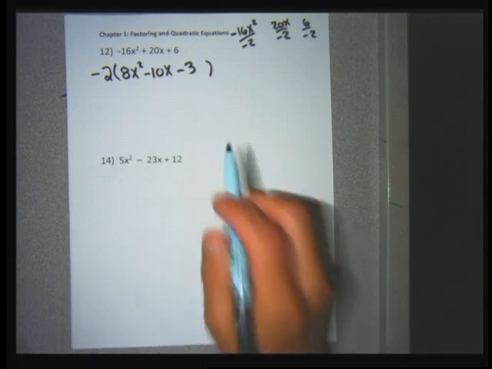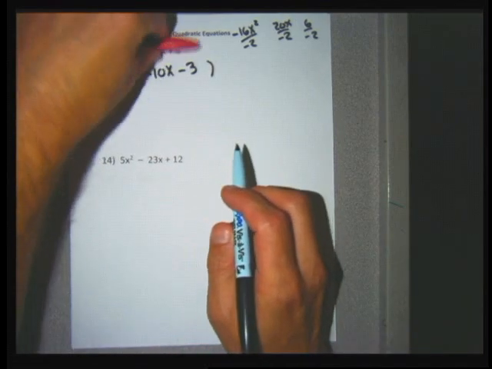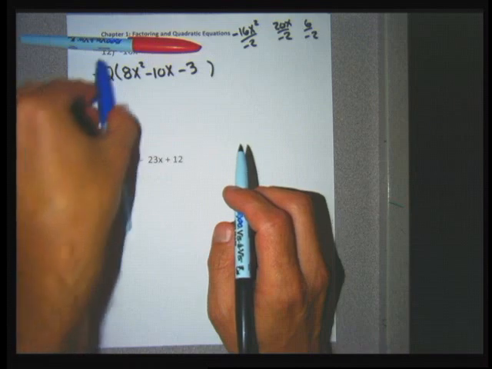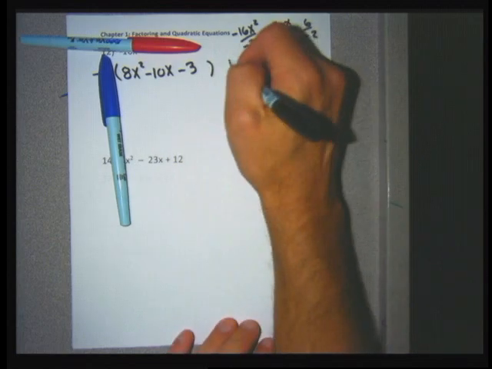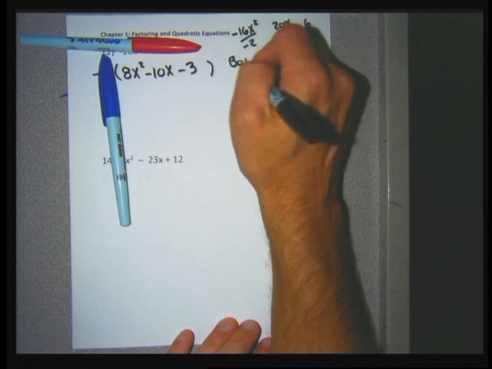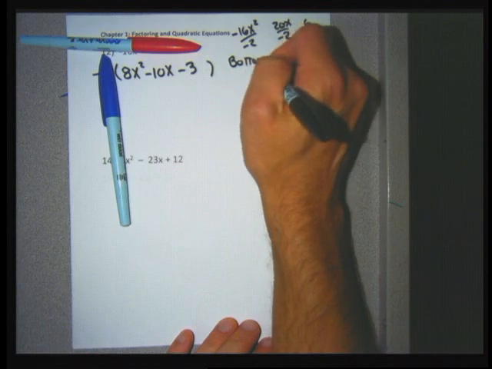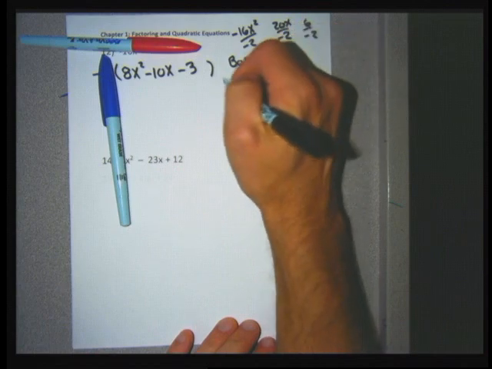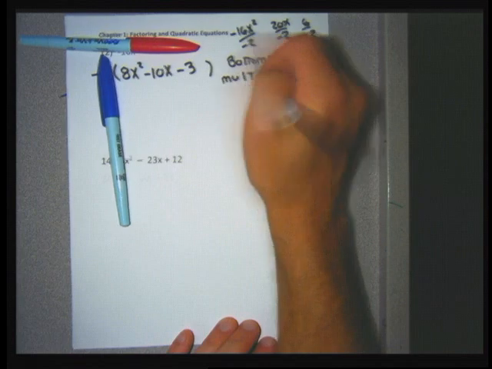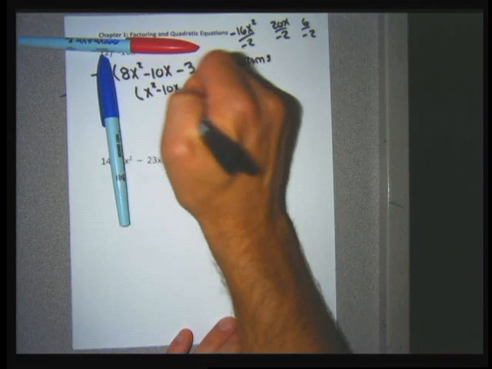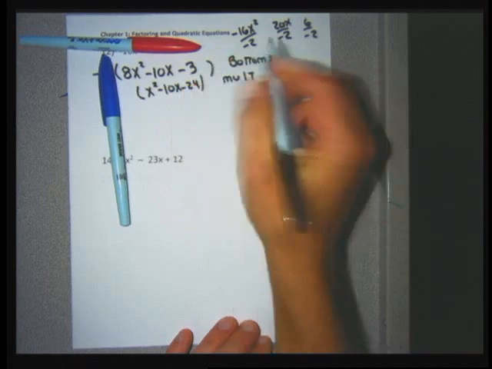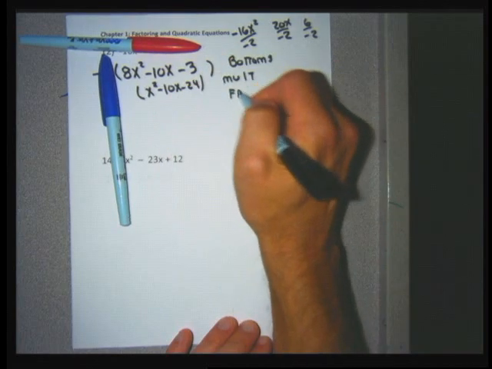So for now, I'm going to ignore the original problem. I'm going to ignore this minus 2, and what's stuck in the parentheses has 3 terms, but it has a number in front of the first term. That locks me into bottoms up. So I'm going to bottoms up this. I'm going to multiply and go x squared minus 10x minus 24. And then I'm going to factor this.